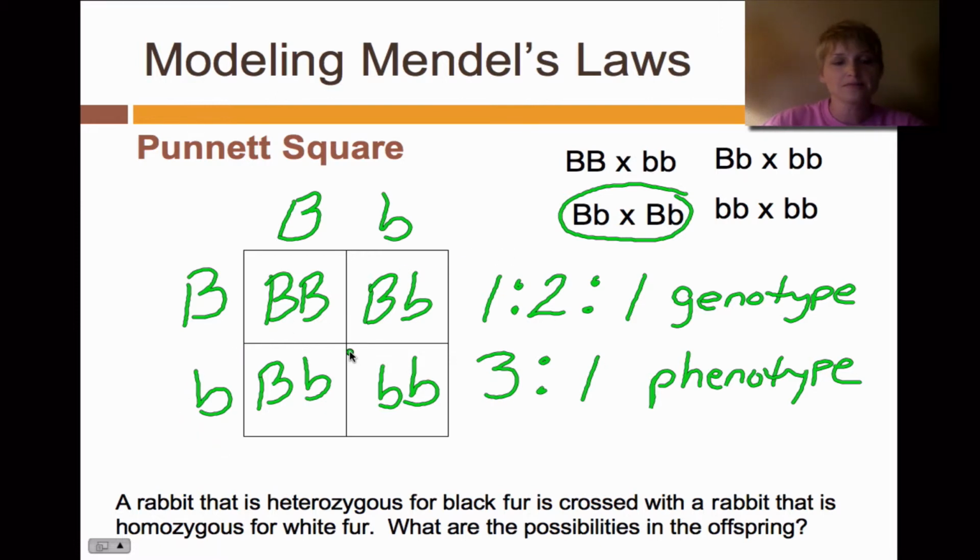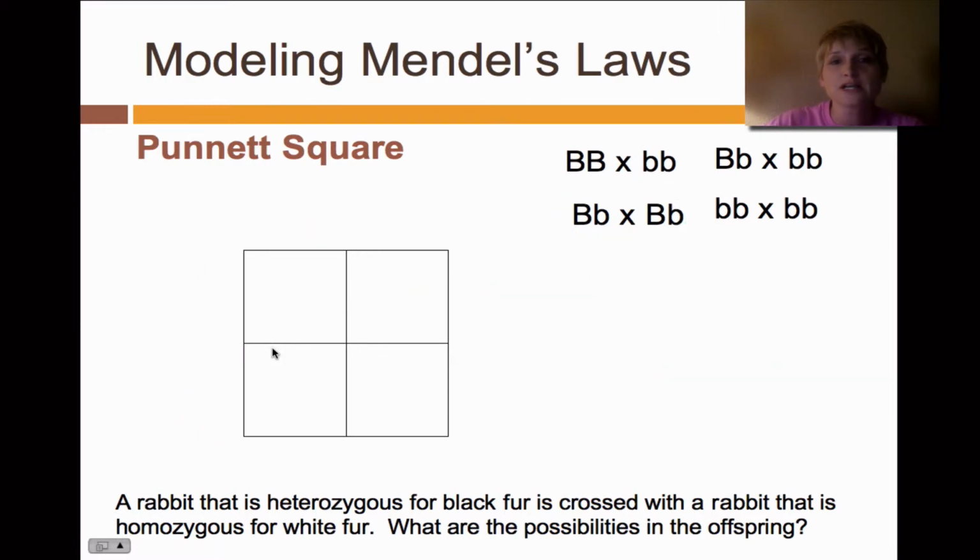Now, most of the time, when you're working on these Punnett square problems, you're going to be given a scenario. And so instead of them actually telling you what these letter combinations are, they would give you a scenario here. They would say a rabbit that is heterozygous for black fur is crossed with a rabbit that is homozygous for white fur. What are the possibilities in the offspring?